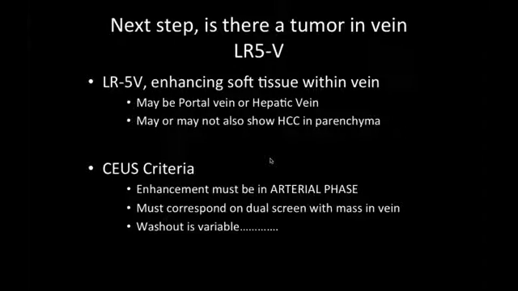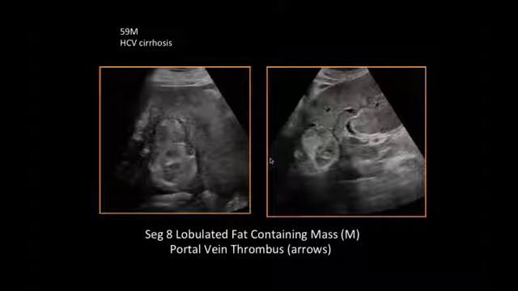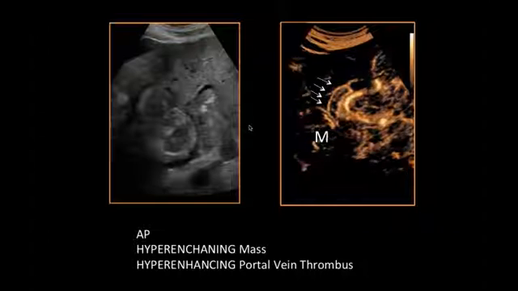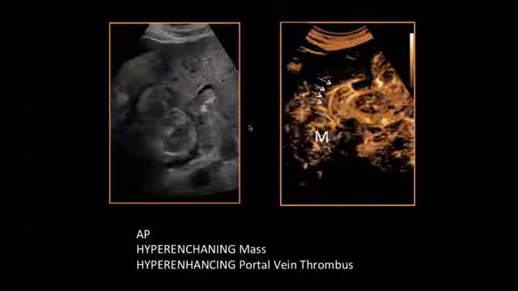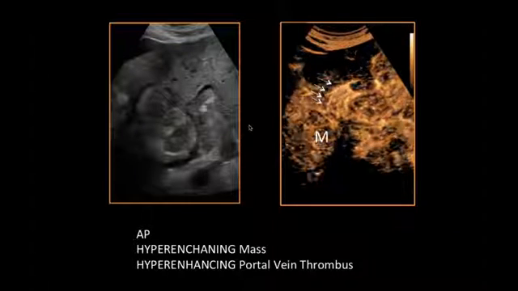When we look in the portal venous phase, the arrows are marking the vein again, and you can see that there is washout on the portal venous phase at 2.5 minutes, and this is a malignant portal vein thrombus. And so this is characterized as LR5V because we showed both the tumor in the vein and also the tumor in the liver. So now we're finished with that portion of the algorithm, and we move over to the very, very important category of LRM.